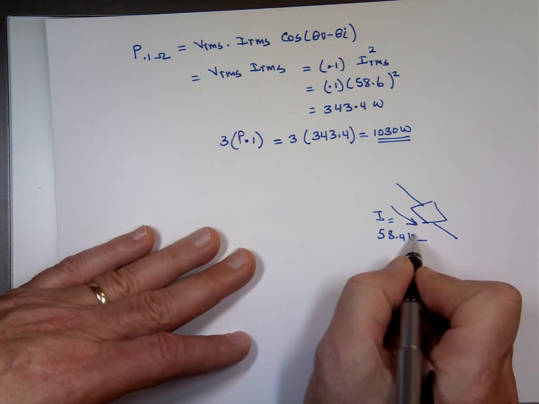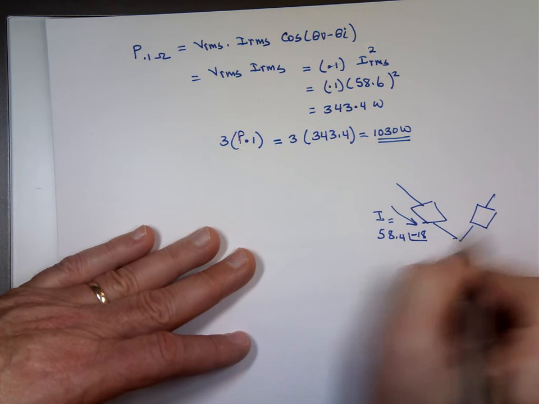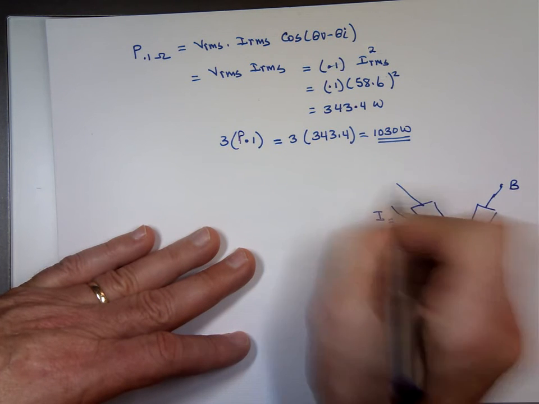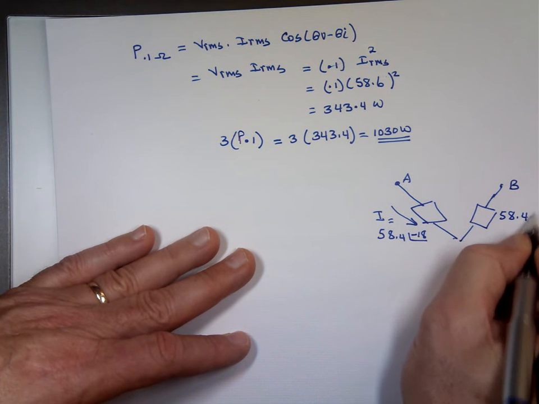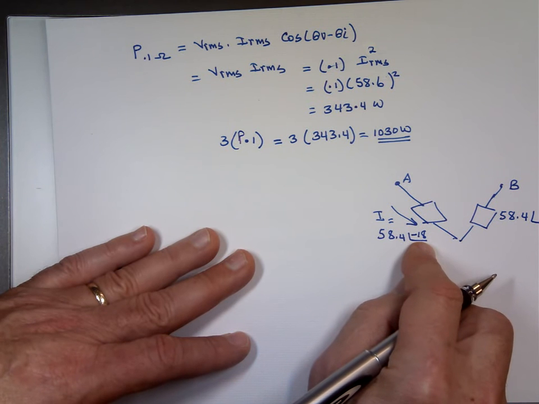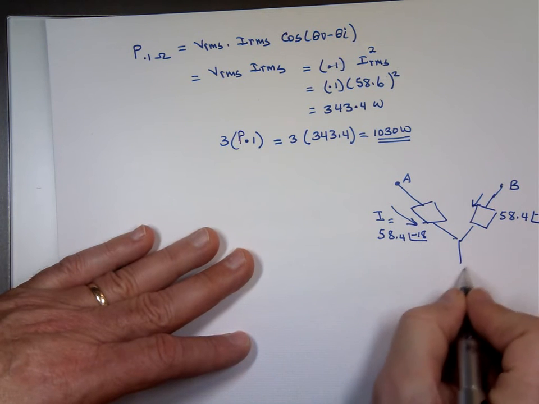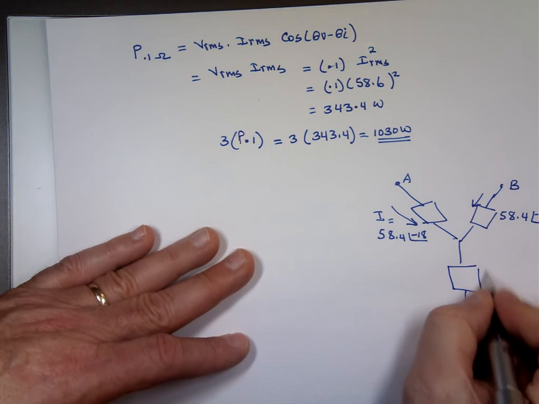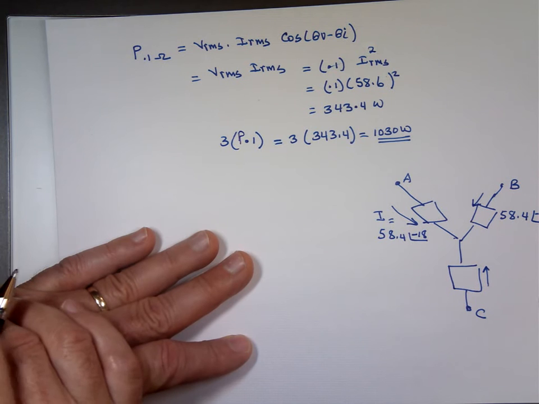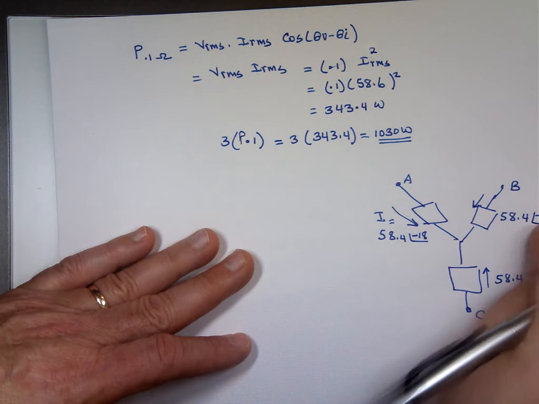What do you think the current going through this one is? That's the B phase here. This is going to be 58.4, because it's balanced. Subtract 120 from that. What's minus 18 minus 120? Negative 138. Here's C. What do you think this current is? 58.4. Subtract another 120 out of this. Is that 258?